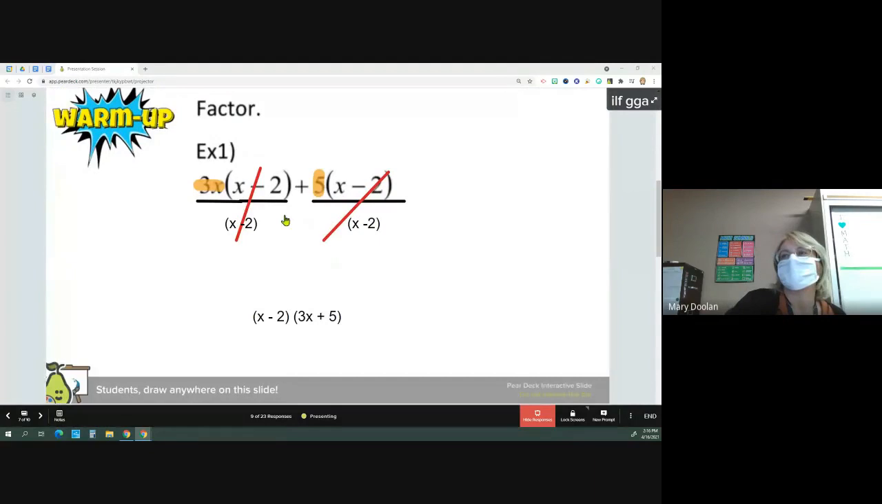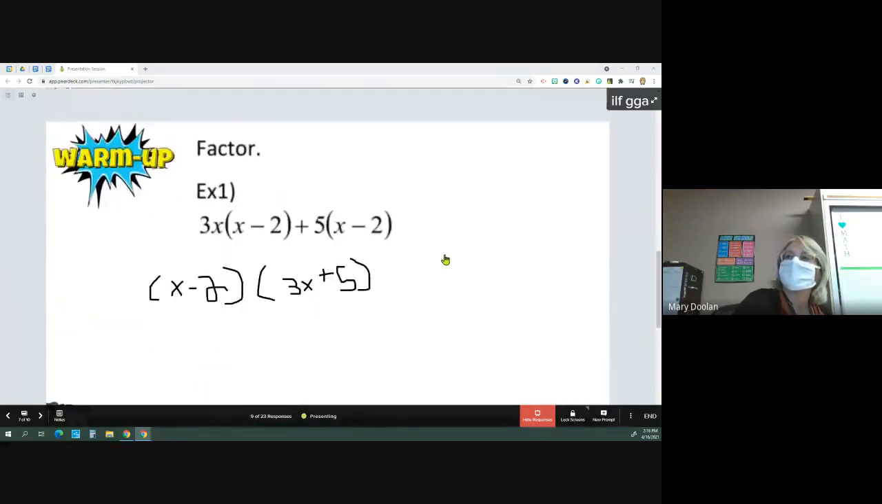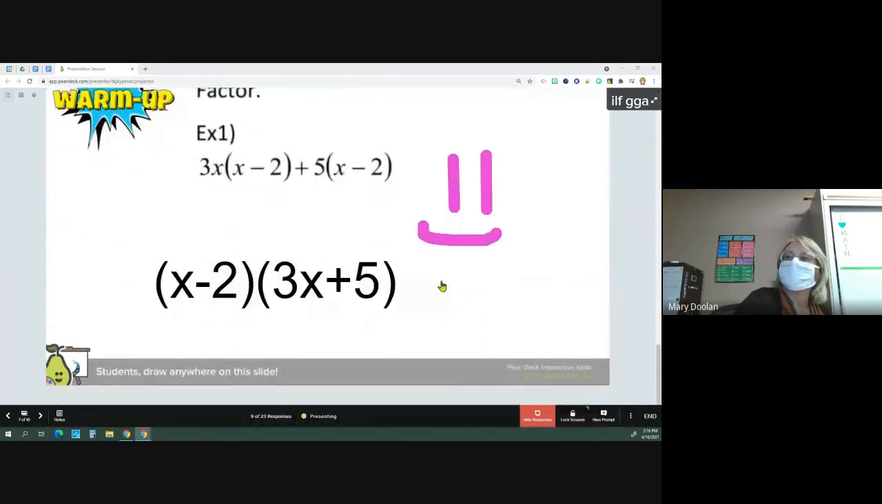This person also did a nice job showing that, and they crossed out those common factors in the numerator and the denominator. And then they highlighted what was left, the 3x and the 5. We have addition here, so that became 3x plus 5. Another correct one, that one's good.